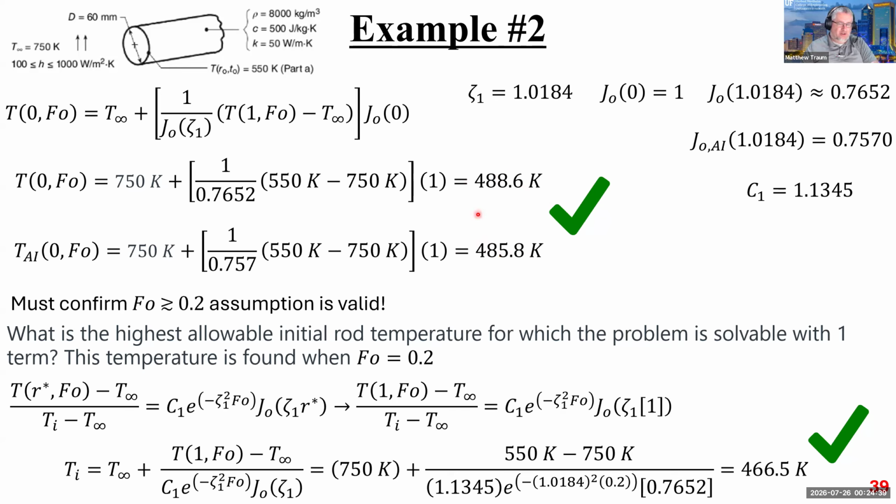But this is my version of it, again, using a slightly different value of that Bessel function because I did not know from the table zeta 1. I knew something close to zeta 1, but I didn't know zeta 1 exactly, right? So that's why I get two different answers.